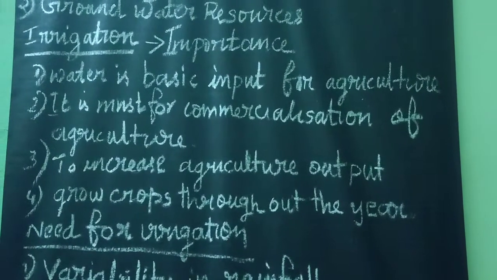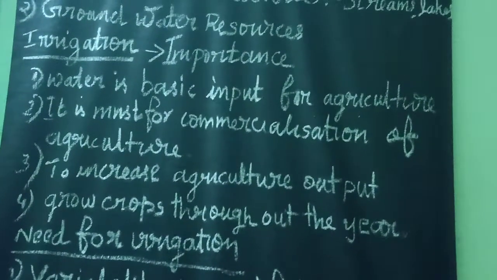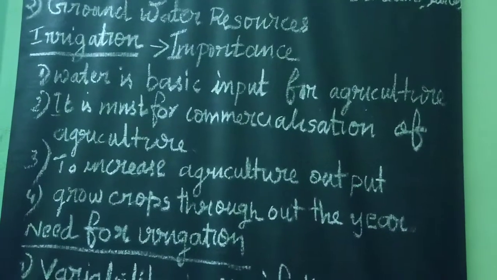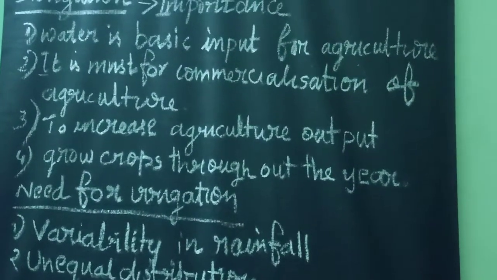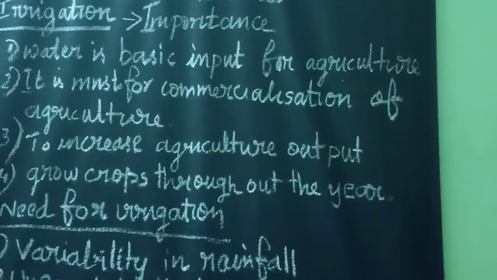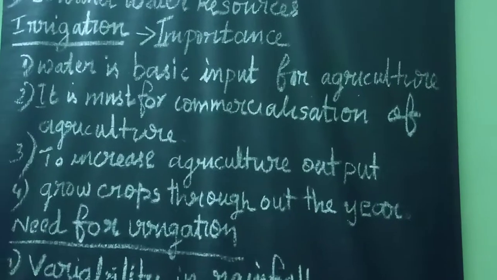What is irrigation? The process of supplying water to crops by artificial means such as canals, wells, tube wells, lakes, from existing natural sources of water like rivers, tanks, ponds or underground water. That is called irrigation.